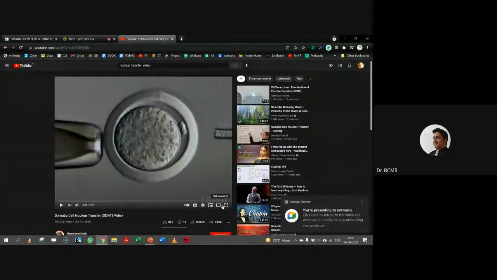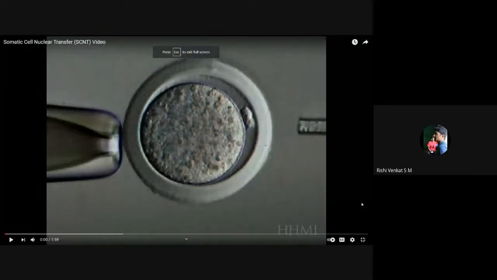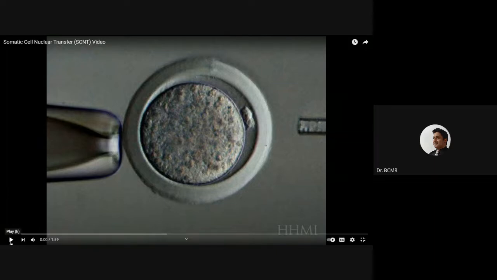You can see my screen, right? Yes, sir. So we're trying to watch a video about how somatic cell nuclear transfer happens. It also can give you an idea about how the ICM can be removed by mechanical dissection. There are several videos on YouTube you can actually check.